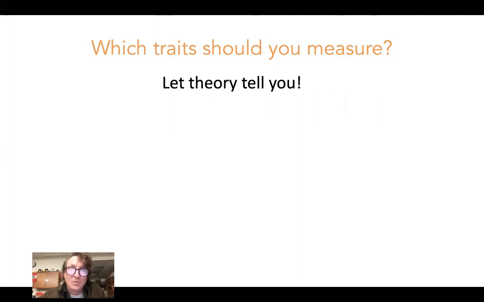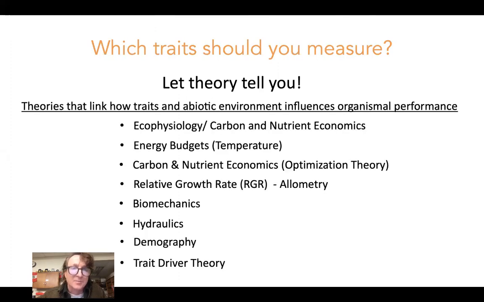Now, this is a whole separate lecture in terms of which specific theories one should go to, but this, again, is question dependent. There are many different theories that link how traits and the abiotic environment influence organismal performance, okay? And so if you have more of a background in ecophysiology, in carbon and nutrient economics, that line of thinking tells you what specific traits are very important for, say, the water potential of a plant, or the carbon balance or nutrient budget of the plant.